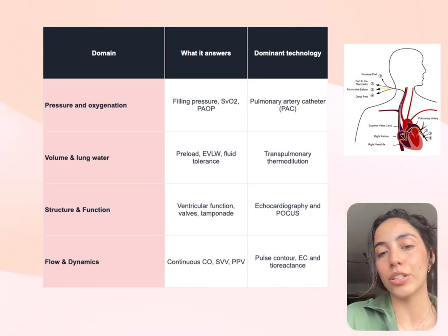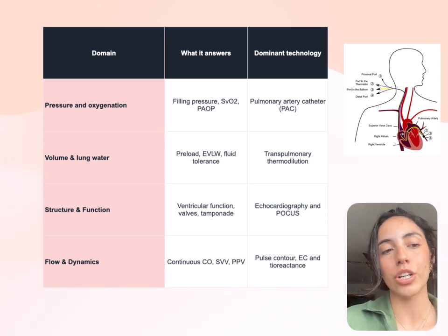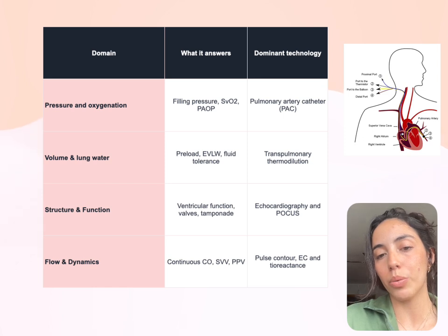We basically need a central access, so either a jugular vein or a subclavian vein that will migrate to the right cardiac chambers and allow us to understand how a patient's saturation is doing intracardiacally. In terms of the volume and lung water, this is one of the parameters that can give us insight into a patient's fluid status or preload, and we're going to rely on transpulmonary thermodilution.